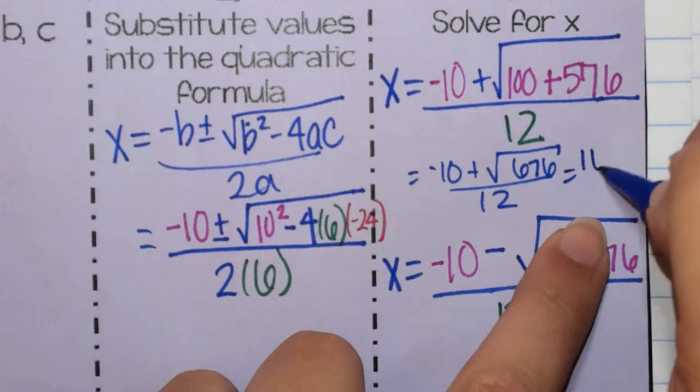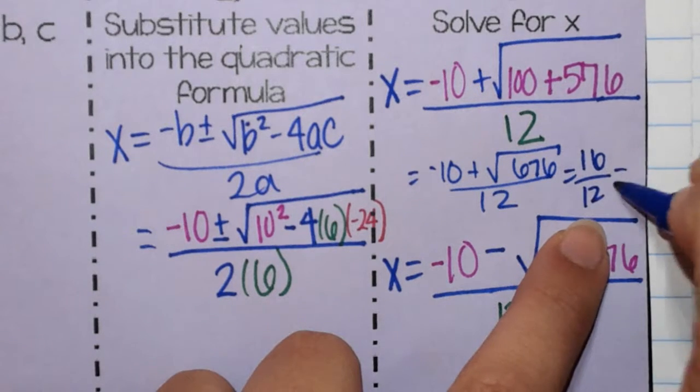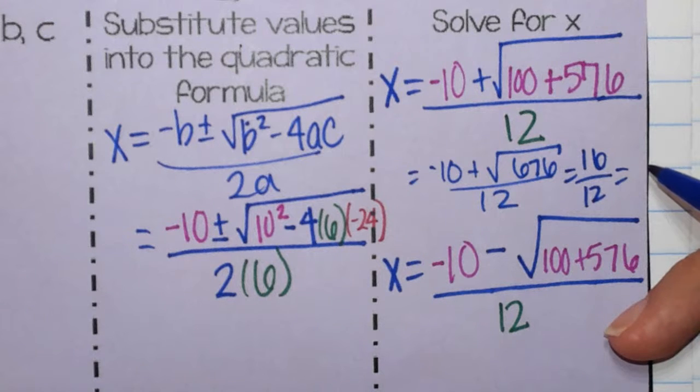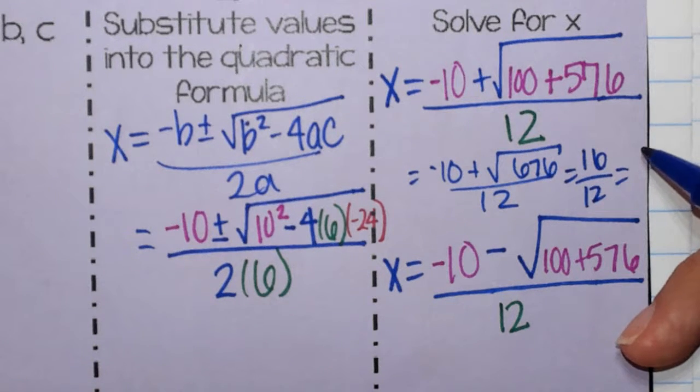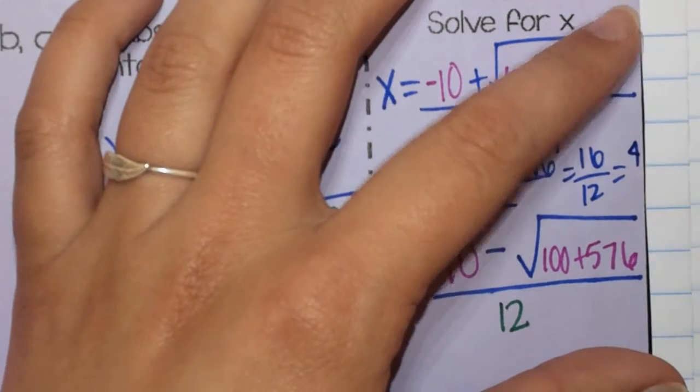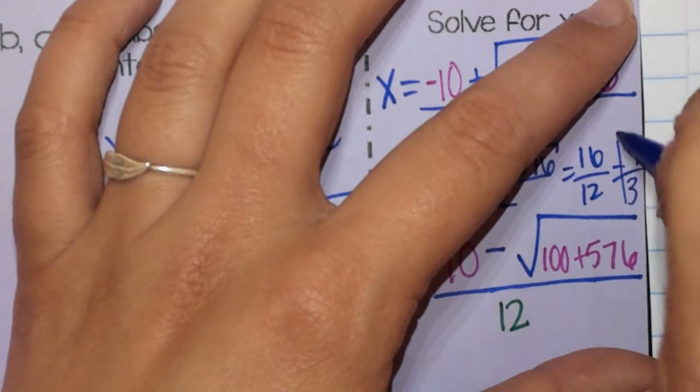Okay, thank God. And 16 divided by 12 reduces to? What goes into both 16 and 12? 3 does not go into 16. 16 divided by 4 is? 12 divided by 4 is? So it's 4/3.